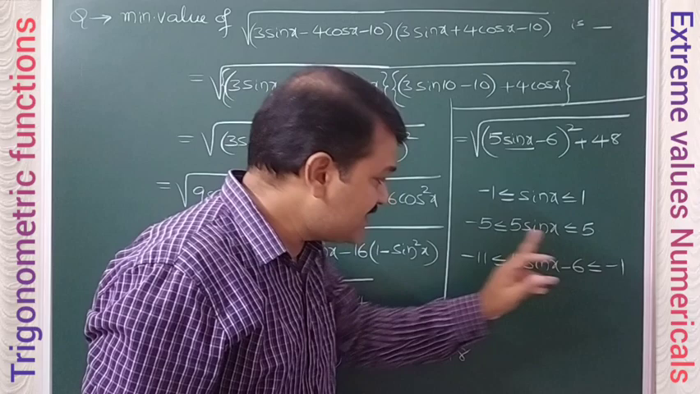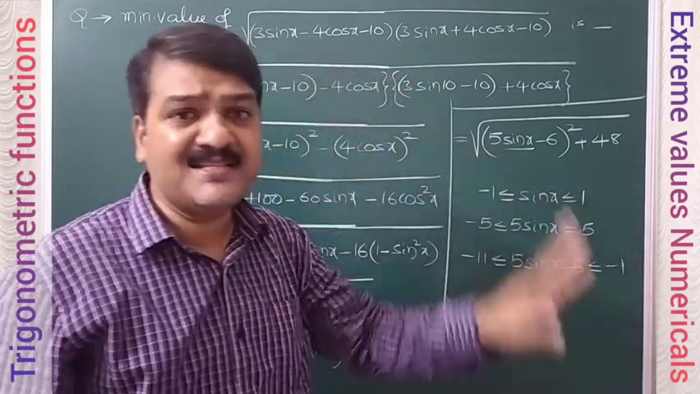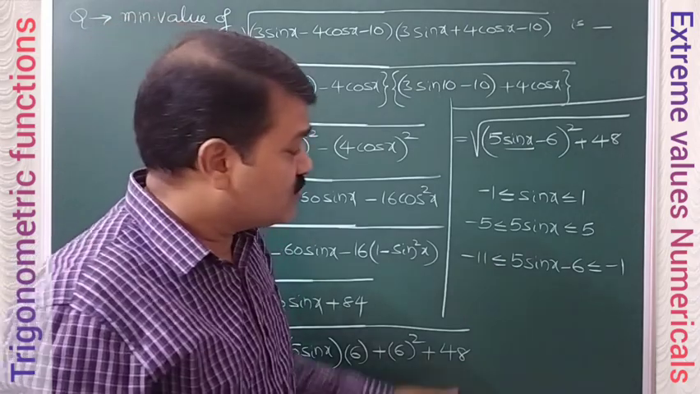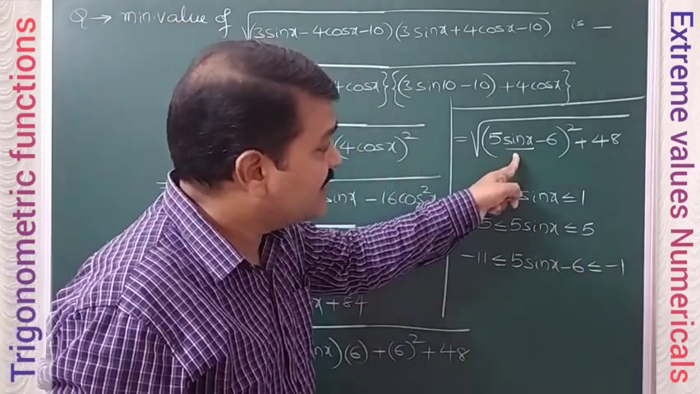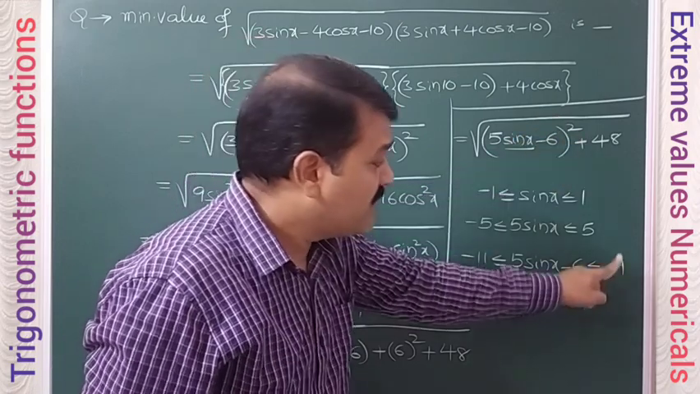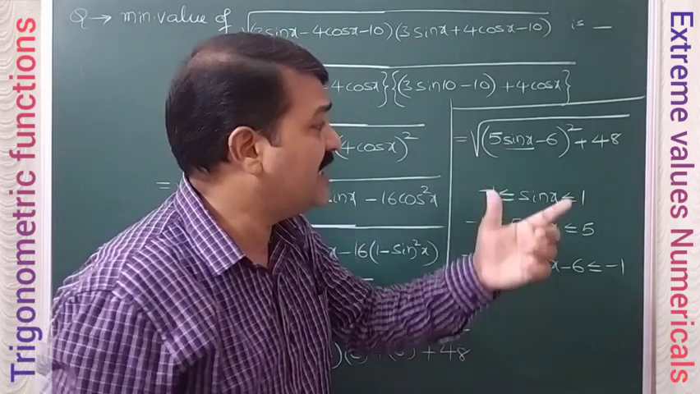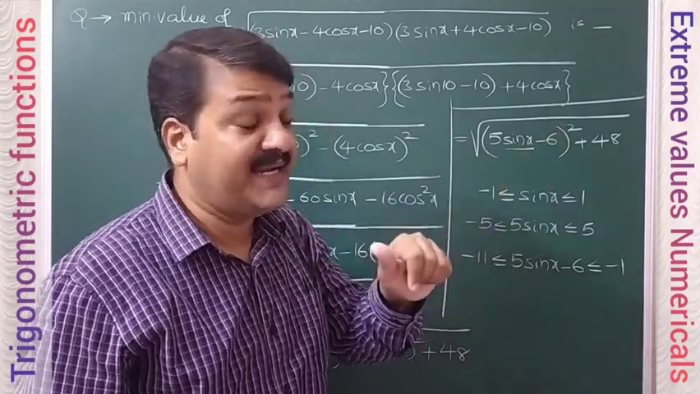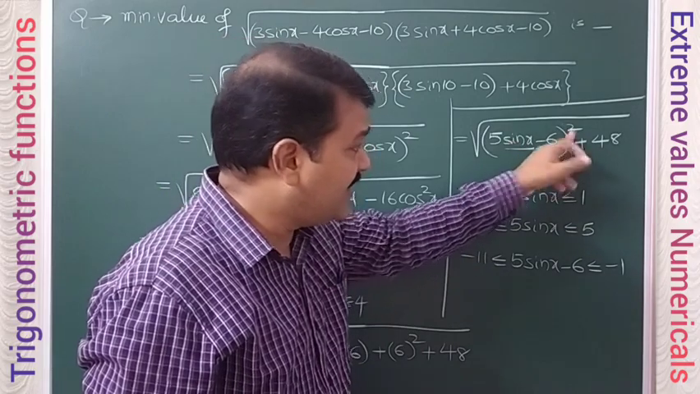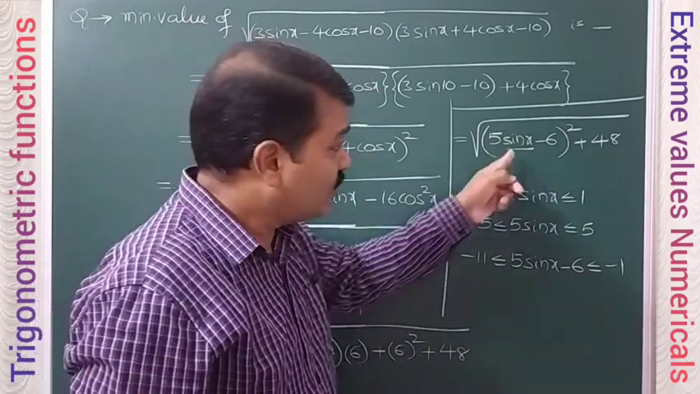5 sin x minus 6 lies from minus 11 to minus 1, which means it is completely negative. So when we use minus 1 here, since we have a whole square, minus 1 whole square, 1 is going to be the least value of this term. Whole square is there, keep that in mind. If whole square is not there, minus 11 will be the least value. But whole square is there, no?